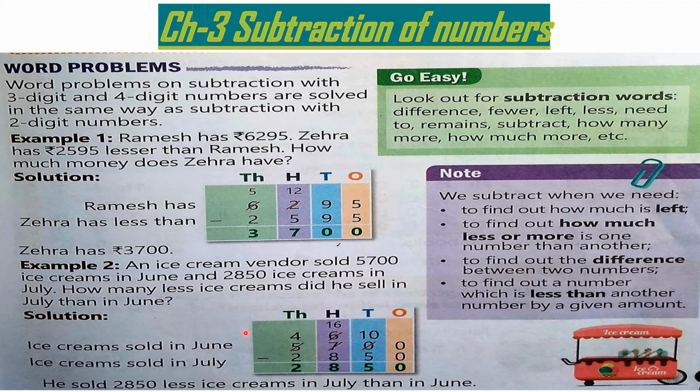Now we have to find out how many fewer ice creams he sold in July than June. Ice cream sold in June, how much? 5700. Ice cream sold in July, 2850. So now we'll do the subtraction and we will get the answer that he sold 2850 fewer ice creams in July than June. In this way we will solve the problem. In this situation only one step is there. Directly we are doing subtraction, we are getting the number.